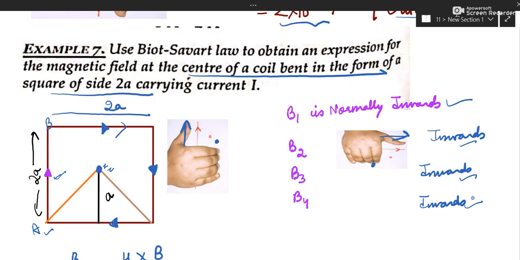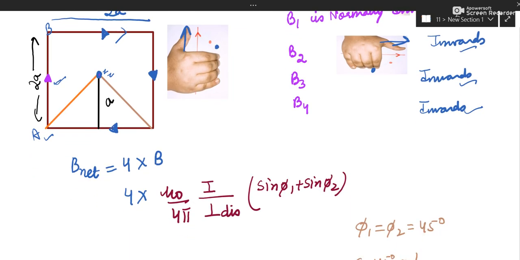So we have to add all the fields because the wires are identical. It will be 4 times the magnetic field due to one piece of wire. Every side of the square is a straight line, and we know the formula: mu naught by 4 pi, I by perpendicular distance, into sin phi 1 plus sin phi 2. But here phi 1 and phi 2 will not be 90 because it is not infinitely long, it is a finite length. The side of a square is a finite length.